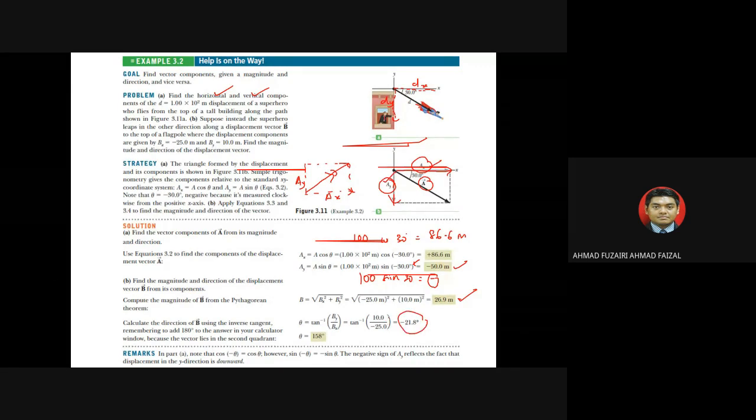And then in the end, we will get negative 21. Based on our calculations, this is Ay, this is Ax, tangent inverse of Ay 10 divided by negative 25. So you will get negative 21.8. Definitely negative 21.8. So negative 21.8 is also equal to 158 degrees. You can check it on your own: 180 minus 21.8, then you will get 158 degrees.